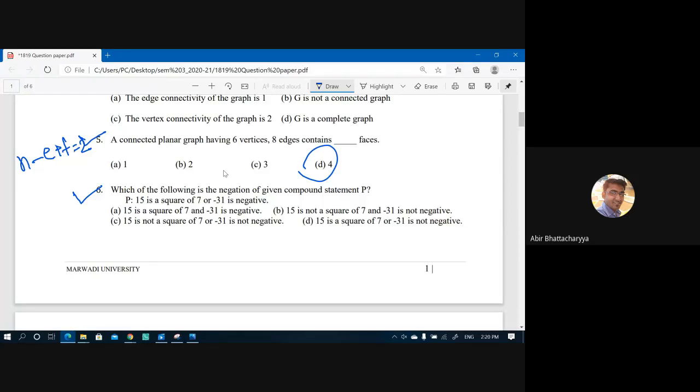And number 6: P is '15 is the square of 7, or minus 31 is negative.' So this is a statement. That means this is a combination, a disjunction kind of statement. So you may say P1 or P2. Once I want to figure out the negation of this statement, suppose we have P1 or P2, and we want to figure out the negation of this.